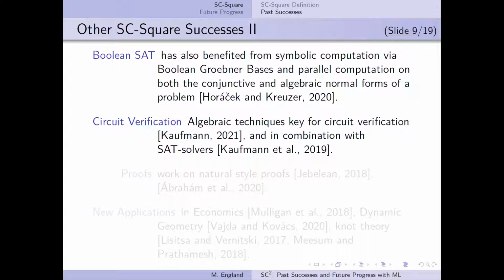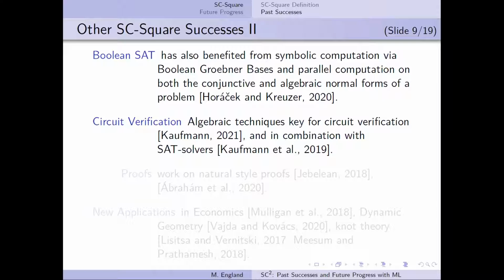What else? Well, if we retract a little bit back to the Boolean SAT problem, there's been some work presented in the SC² workshops on the use of Boolean Grobner bases, computer algebra technique in parallel with Boolean SAT, moving solutions between the two forms in order to further the search in each.